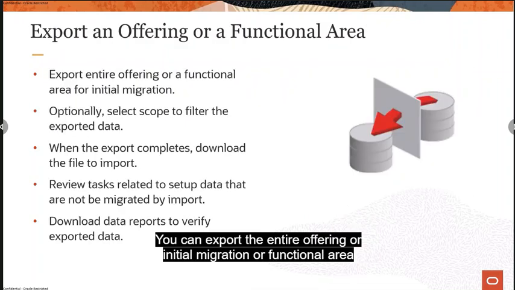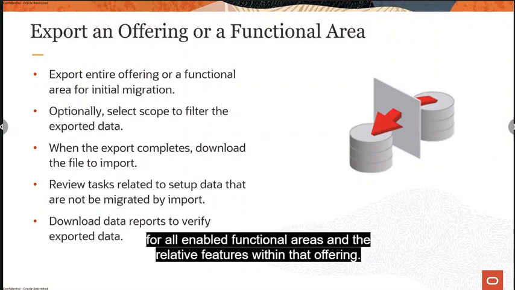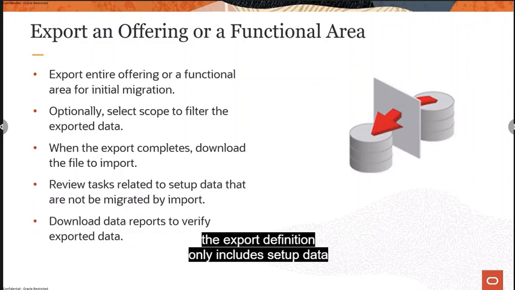You can export the entire offering for initial migration or a functional area for incremental maintenance. During export, appropriate setup data is identified. When you export setup data for an offering, the export definition includes setup data for all enabled functional areas and the relative features within that offering. When you export a single functional area within an offering, the export definition only includes setup data for the functional area and the relevant features. The export data process generates different reports.